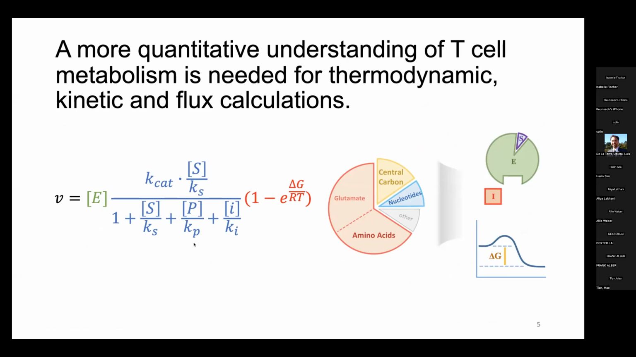So just to illustrate that, I have here how you would write out the equation for a reaction rate or a flux. And this flux is dependent on the enzyme concentration, as well as the probability of substrate binding, and then also thermodynamic reversibility. And what you'll notice in this equation is a lot of absolute concentration. So if we have absolute concentrations, we can plug them into this equation and build more predictive models of T cell kinetics.